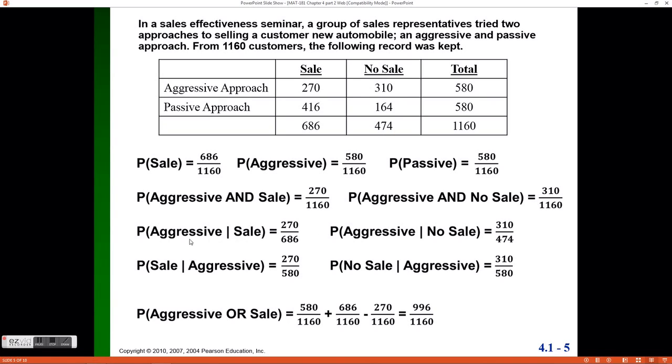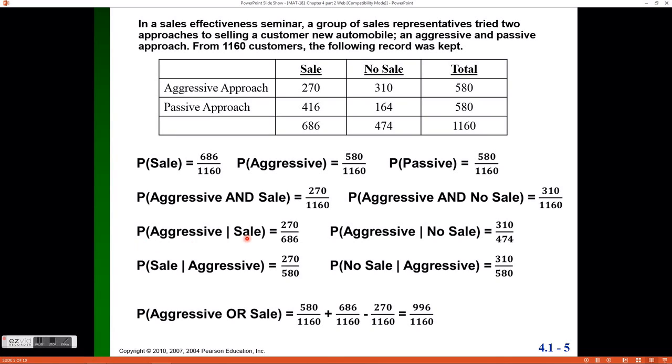You can see the difference between the calculations on line 3 and on line 2. On line 2, I am not given anything about the customer. I want to calculate the probability that they have both traits. Since I am not given anything about that customer, I can only assume that he or she is one of the 1160.